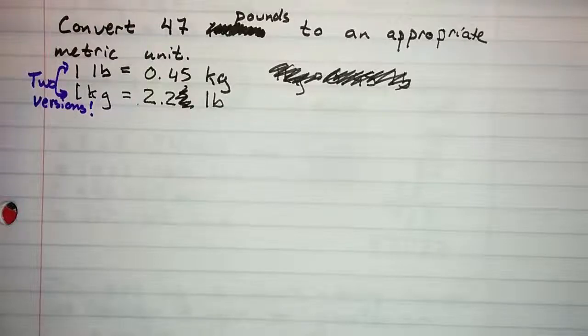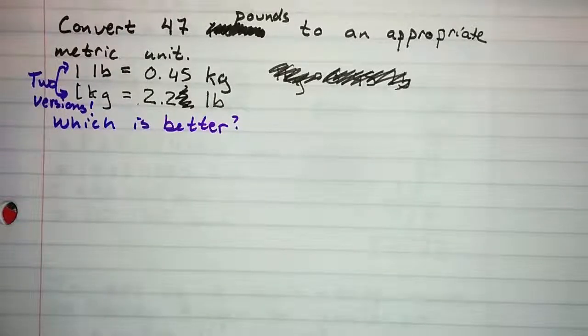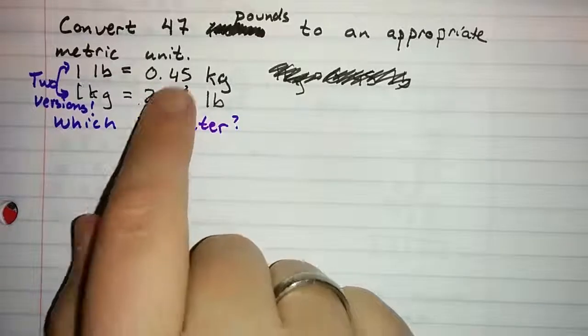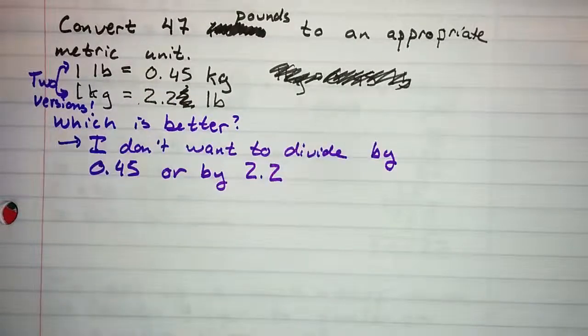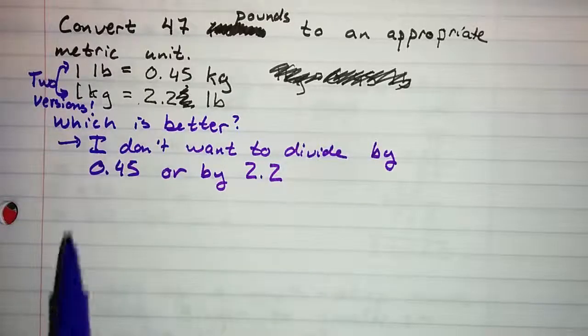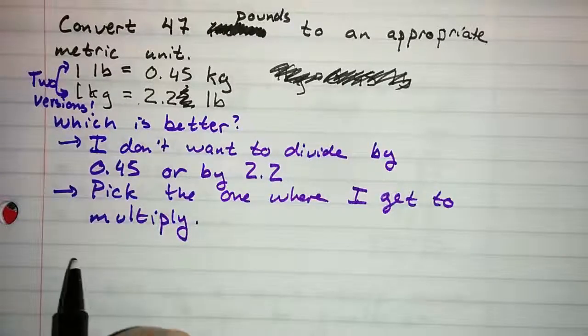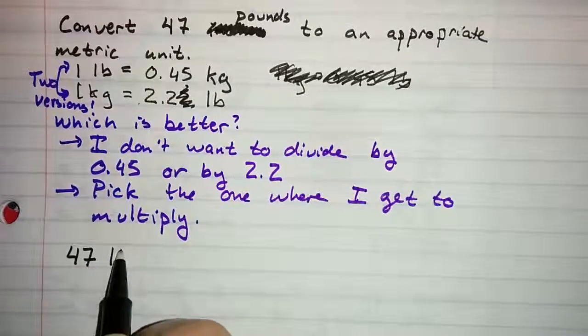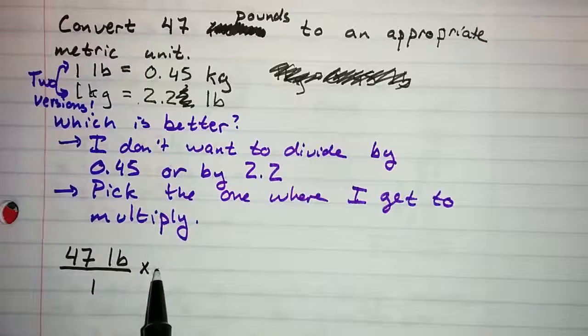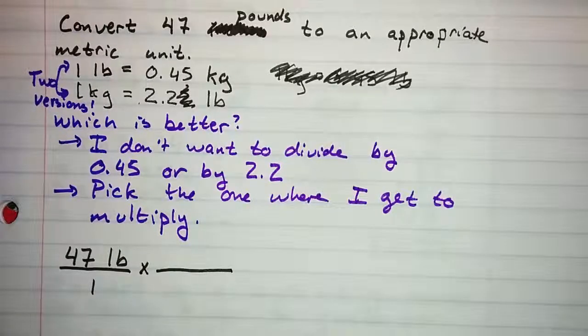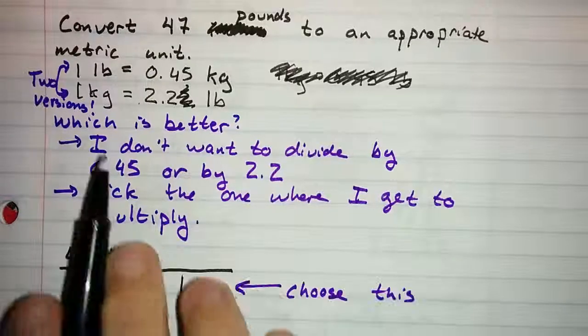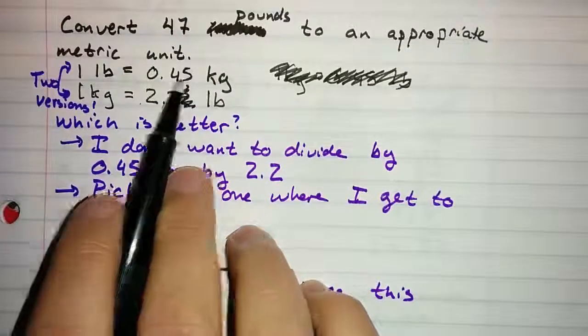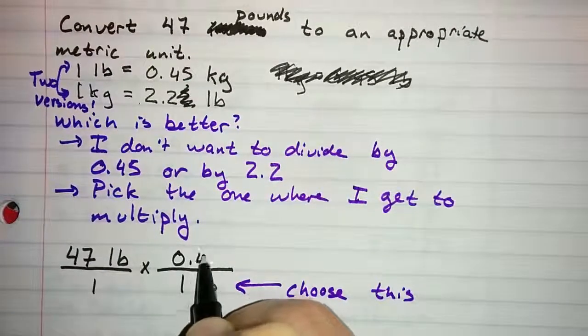Which one is going to be better? Well, the answer is I don't want to divide by either one of these numbers. So I'm going to pick the one where I get to multiply. So let's see how that goes. I have my 47 pounds over 1. And I'm going to multiply that by, well, I want pounds to be in the denominator. And I want to choose the conversion factor where the denominator is 1 pound. I look and I see that 1 pound is equal to 0.45 kilograms.